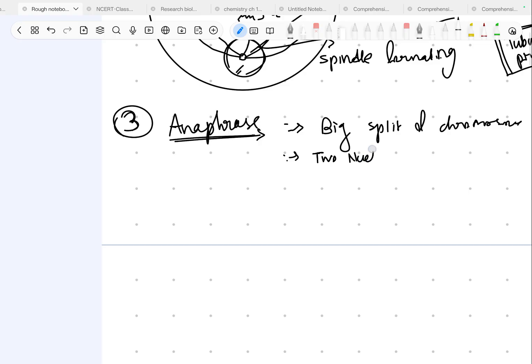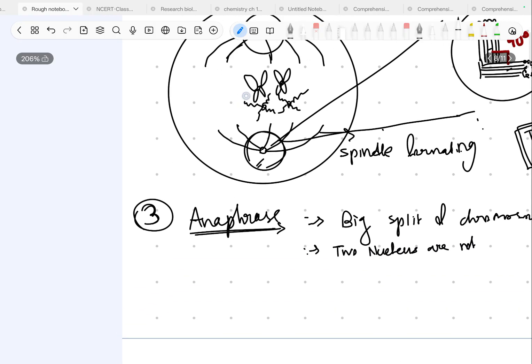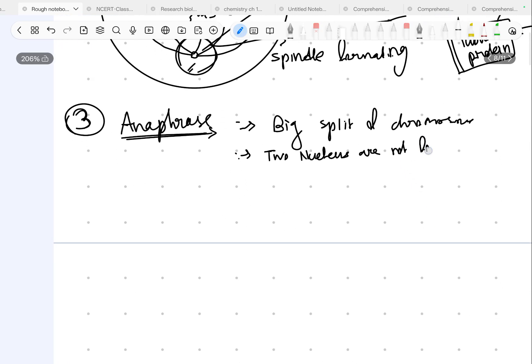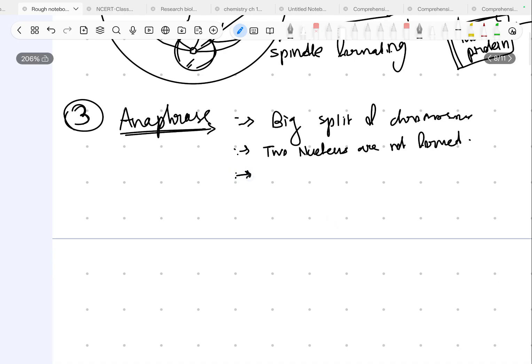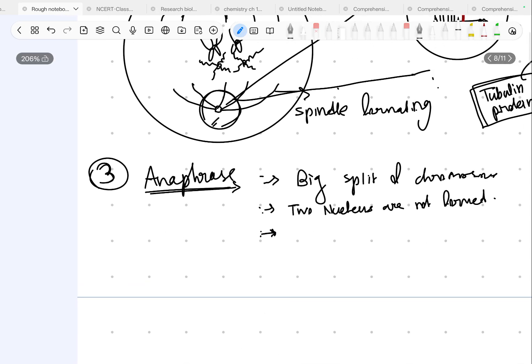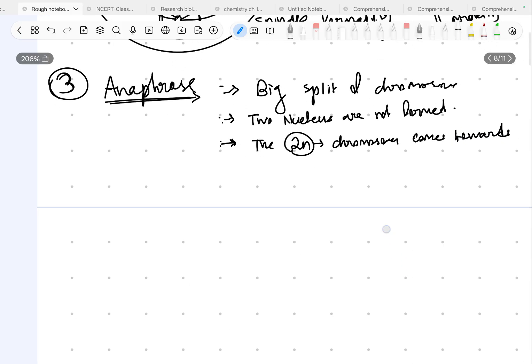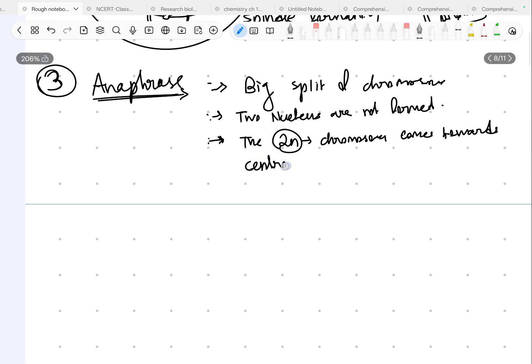Two nuclei are not formed. If we are thinking like this, the centrosome will come towards it, and the centrosome... no, two nuclei are not formed. And what else? The diploid chromosome comes towards the centrosome.